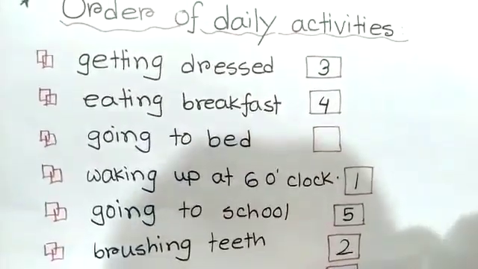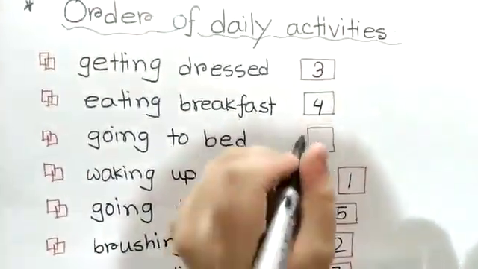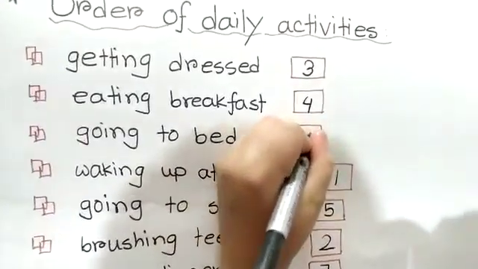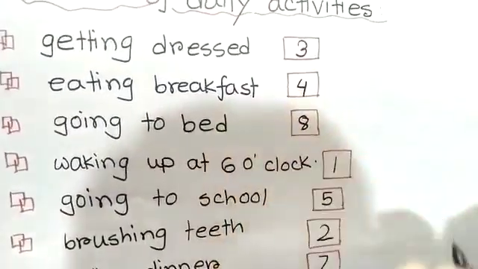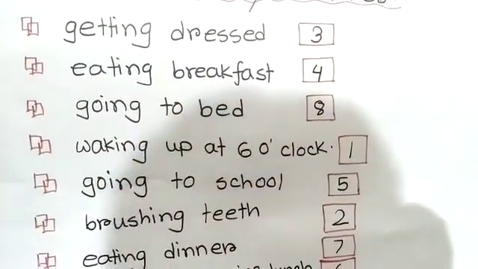Then eating dinner, it's 7. Finally, going to bed, it's number 8. Yes. So our daily activities are over. Thank you, Ahyan. Thank you, Miss.